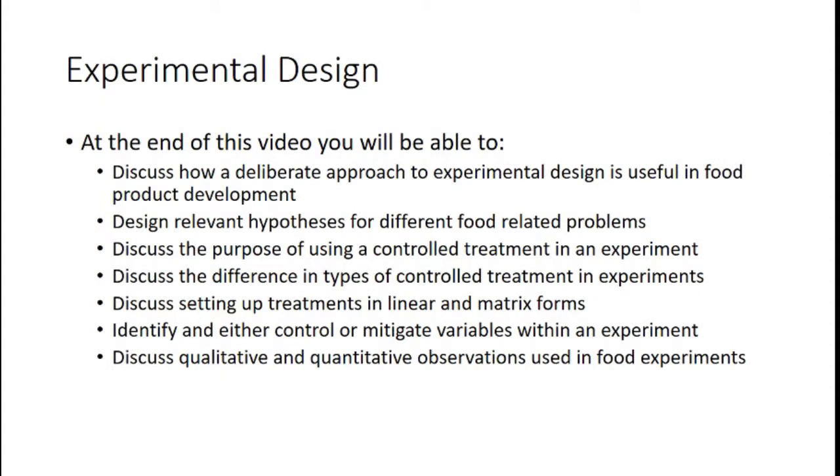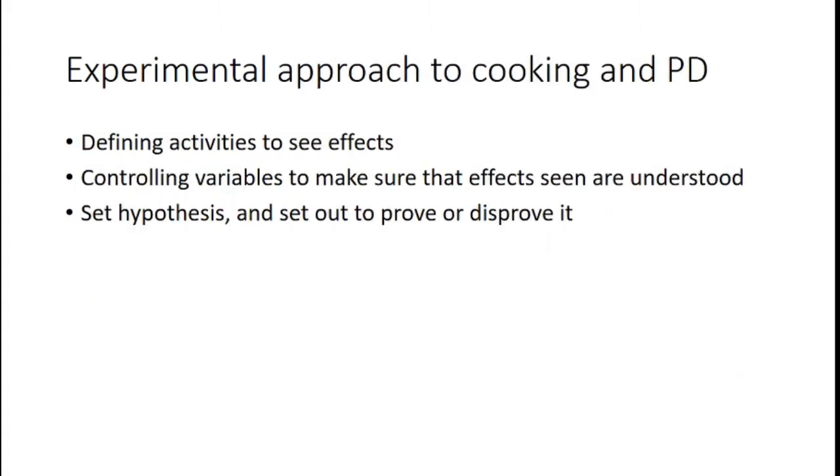So at the end of this video, you'll be able to think and discuss how deliberately we use experimental design in food product development. You'll be able to come up with some good hypotheses for food problems, think about controlled treatments in experiments, and think of the different types of controlled treatments and how they're used. We're also going to talk about setting up treatments in different linear and matrix forms, and identify and control variables within experiments. And then last but not least, we'll think about qualitative and quantitative observations used in food experiments.